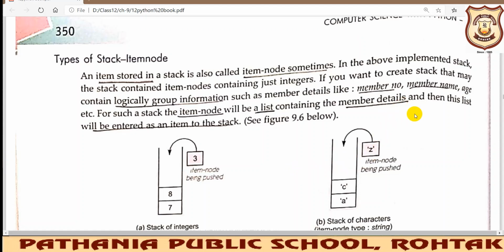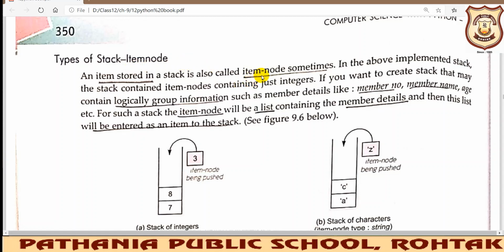So beta, yesterday we covered the practical implementation of the stack in the program, and I hope you have all gone through that concept and that the concept is clear to you. And now we'll be reading more about the stack, the types of stack. Basically we'll be covering item node.